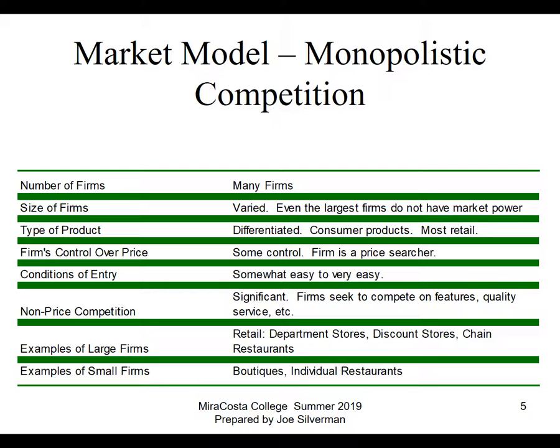The types of products that are sold in monopolistic competition are differentiated, meaning that they're not identical to a product that another company is going to sell. Conditions of entry: somewhat easy to very easy to enter. It may actually be a little bit harder than in perfect competition to enter a monopolistically competitive marketplace, but it's not impossible. Non-price competition: significant. Firms compete on the basis of having products that are not identical. There are large and small firms in monopolistically competitive markets. Because we're mostly talking about retail, the larger firms would be department stores or discount stores or chain restaurants or something along those lines. And when we talk about small firms in monopolistic competition, we're talking about boutiques, let's say, or individual restaurants.